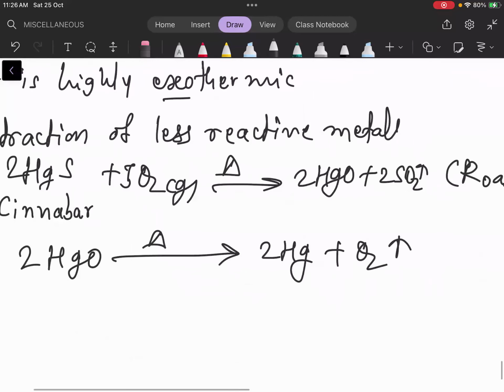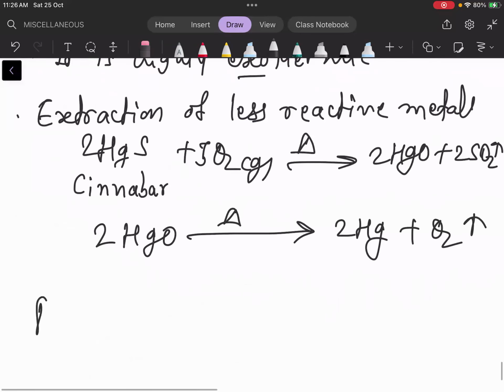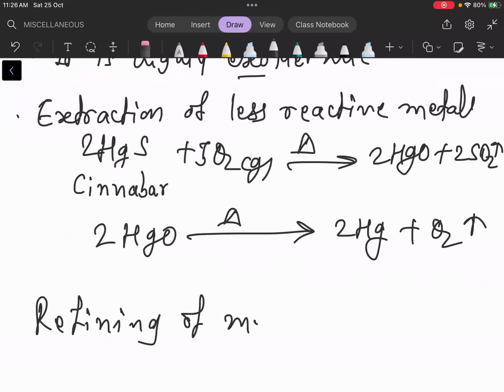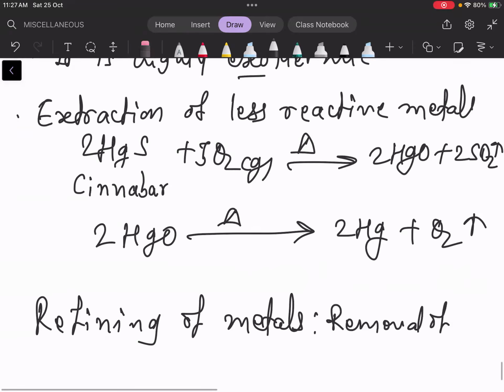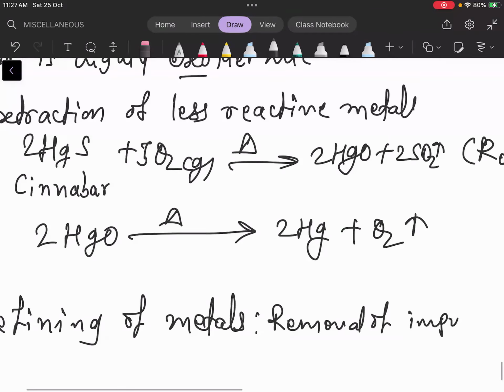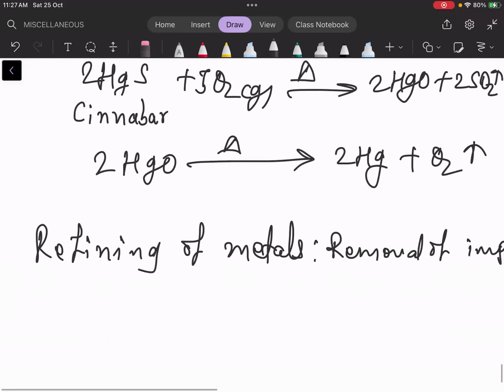The next step is refining of metals. Already I told at the beginning what refining is. The process of removal of impurities is called refining. Refining can be done using electrolysis.